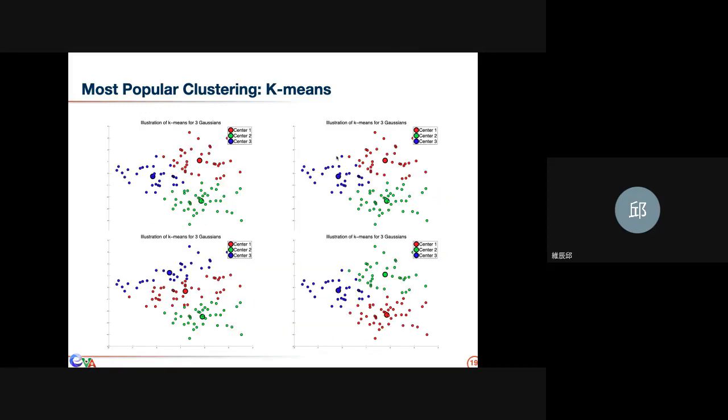Okay, so here I just want to show you that different results of the k-means clustering come up on the same data set. You see different results because they are using different initializations. So different initializations can lead to different clustering results.